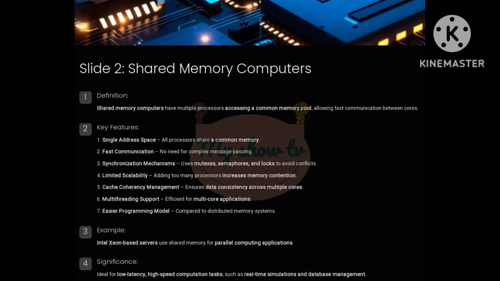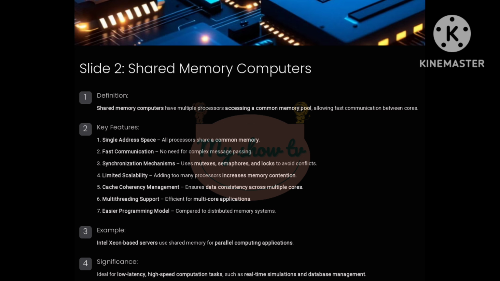2. Fast communication. Since there is no need for sending data between processes, the speed is high. 3. Synchronization mechanisms. To prevent data conflicts, shared memory systems use mechanisms like mutexes, semaphores, and locks. 4. Scalability issues. Adding too many processes can lead to memory contention, where multiple processes try to access the same data at once, slowing performance.